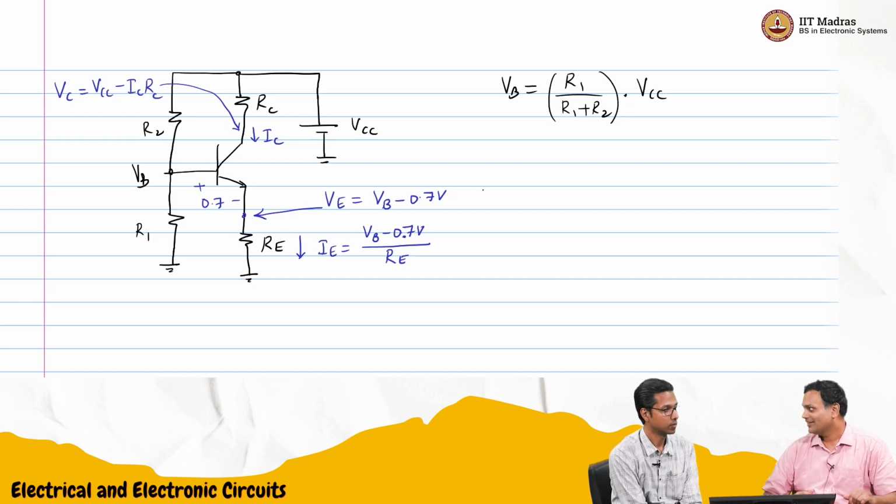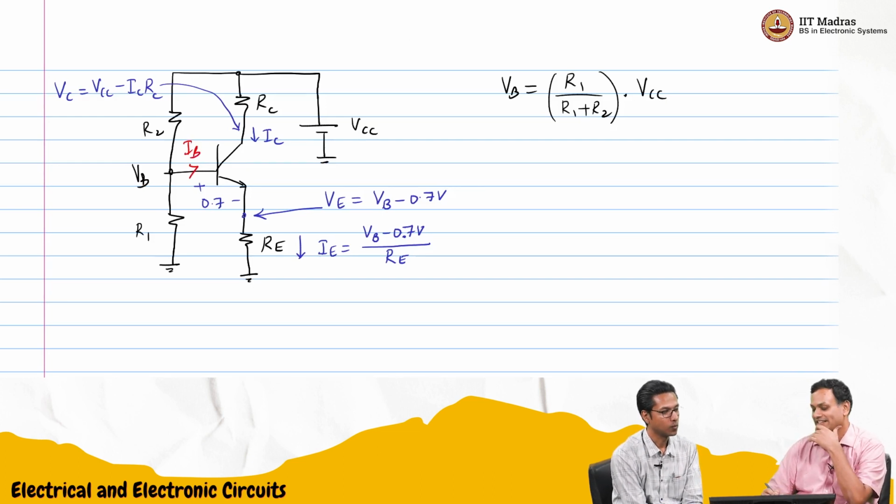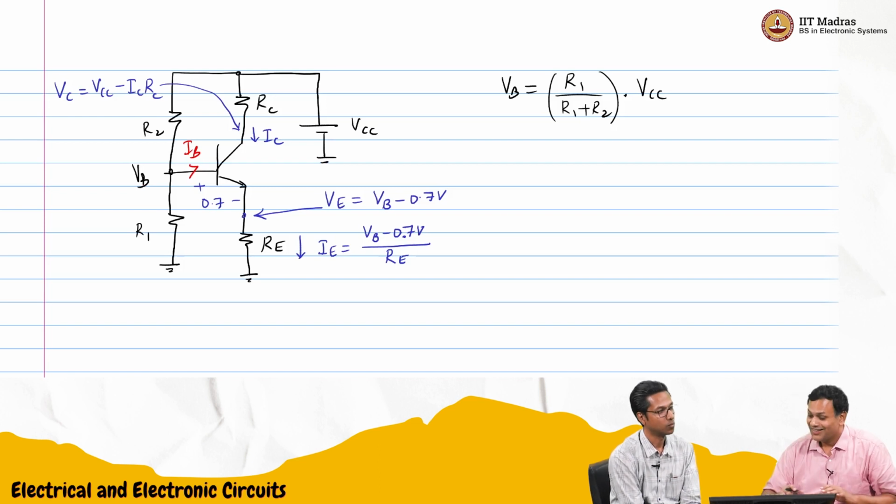We are assuming that base current is 0, right? If base current is not 0, you can't write this. So shall we write it with the base current? Then you have to assume that it is drawing some base current. So the current through R2 will include VB by R1 and this base current.